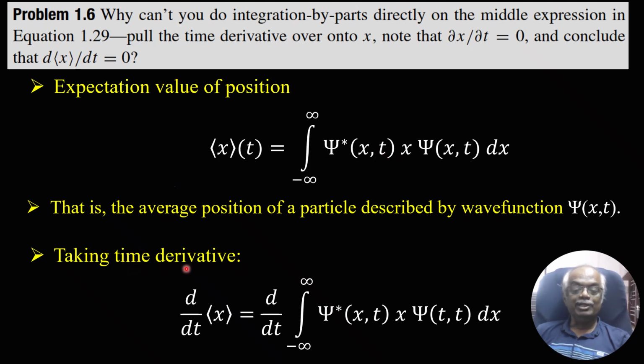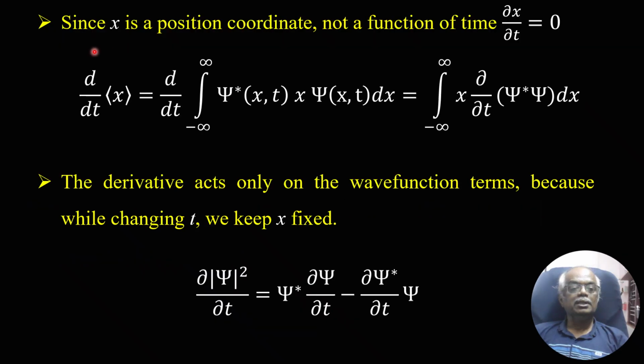Taking the time derivative of the expectation value of x is equal to the time derivative of this whole integral from minus infinity to plus infinity of psi star x psi. We are going to solve this problem. Since x is a position coordinate, not a function of time, the partial time derivative of x is equal to 0.